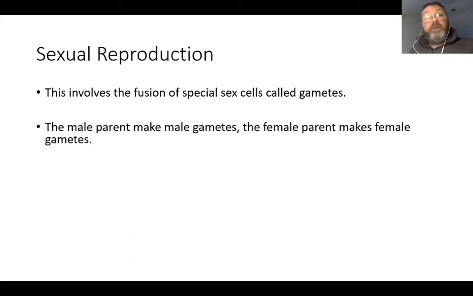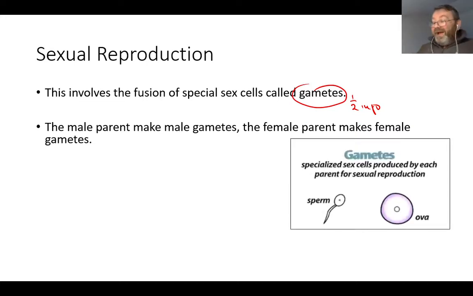The male parent makes male gametes, and the female parent makes female gametes, okay? So don't forget what a gamete is. A gamete is a cell with half the info. So therefore, the male parent makes a male gamete, and the female parent makes a female gamete. So in the case of animals, the male gamete, which this is the symbol for the male by the way, is the sperm cell, okay? And in the female, the gamete is the egg, or what they call down here the ova.